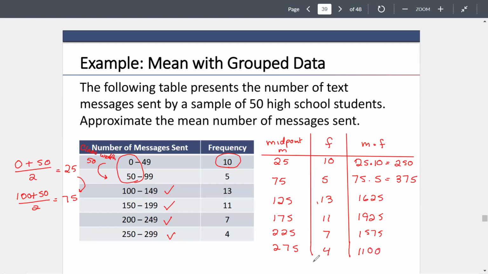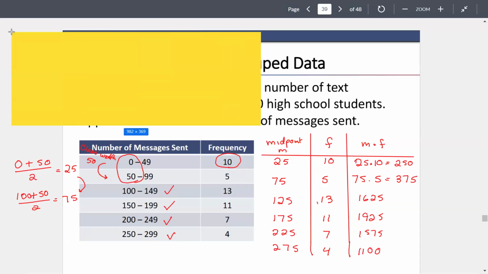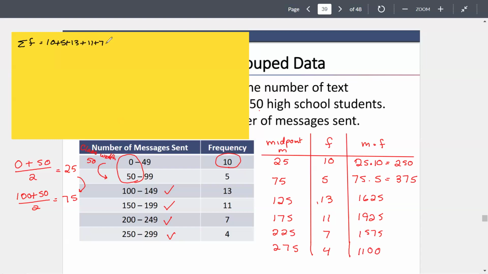What we want to do is we need a summation of those frequencies, which we actually do know, because we're told 50 right here, but let me just put it up here. If I do a summation of just the frequencies, so the 10 plus 5 plus the 13 plus the 11 plus the 7, that should give me 50 because we had 50 high schoolers.